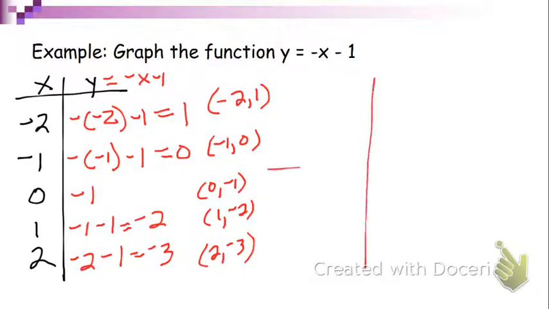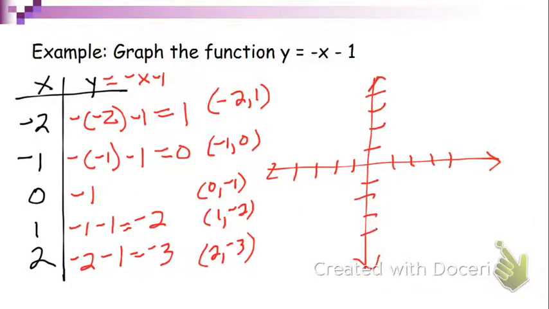So when you go to graph these, your graphs will be much nicer on your graph paper than mine drawn by hand on here. So we have -2, 1; -1, 0; 0, -1; 1, -2, and you can kind of see the pattern here, 2, -3.